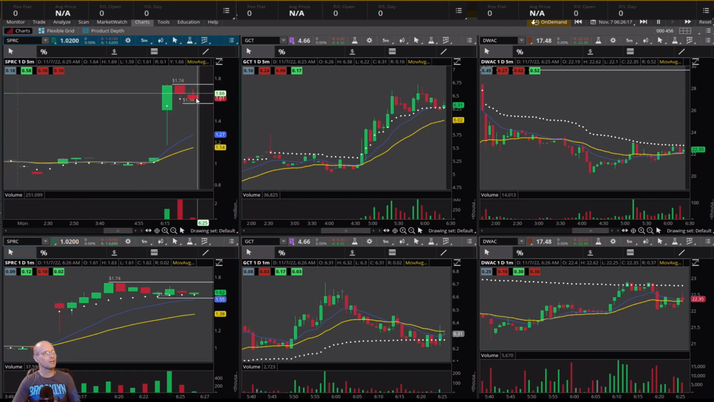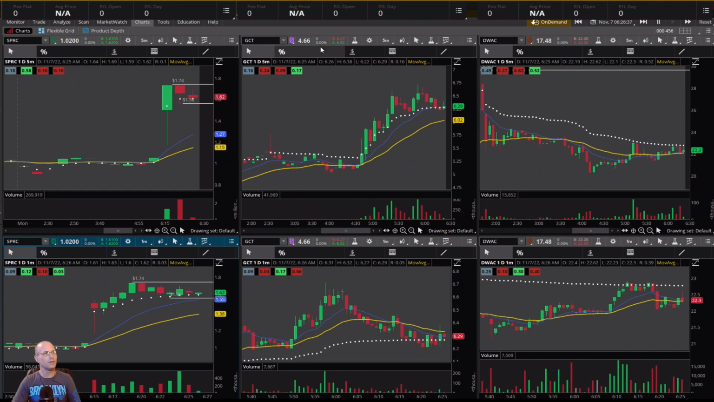Inside bar in the 5 minutes, so we have a tightening range. Bulls want to break this inside bar bullish. Right now it's favoring the bears, but we'll see. We are finding support here at the VWAP, the volume weighted average price, which is that white dotted line.